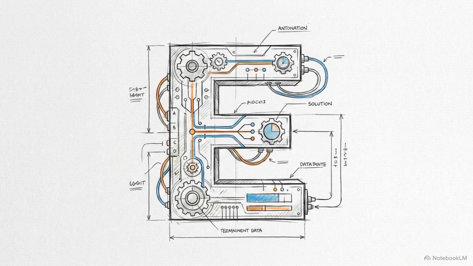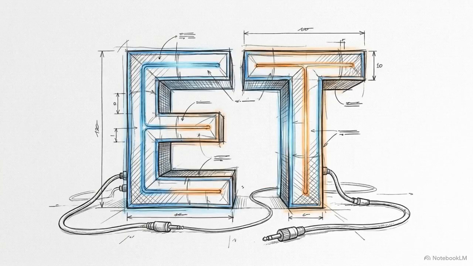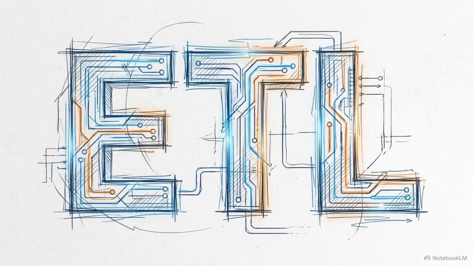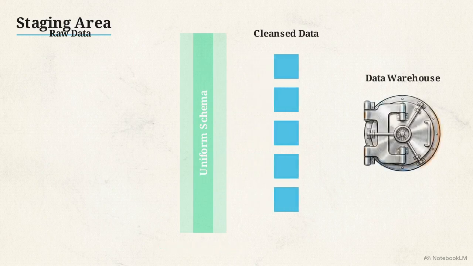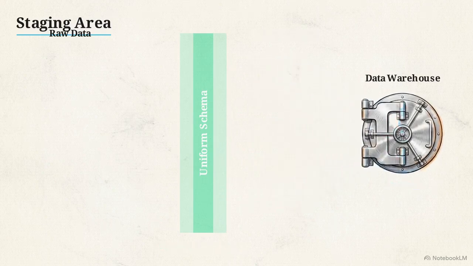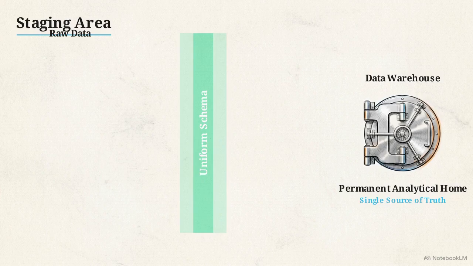Within this staging environment, the data undergoes ETL, extract, transform, and load. During the transform phase, the system scrubs noise, resolves missing values, and converts mismatched data types into a uniform schema. The load phase then pushes this cleansed data into its permanent analytical home.